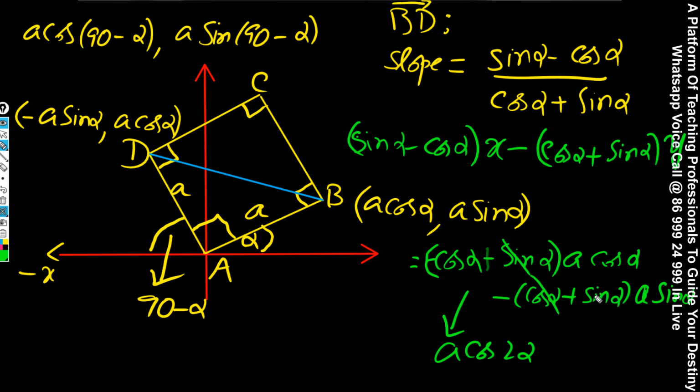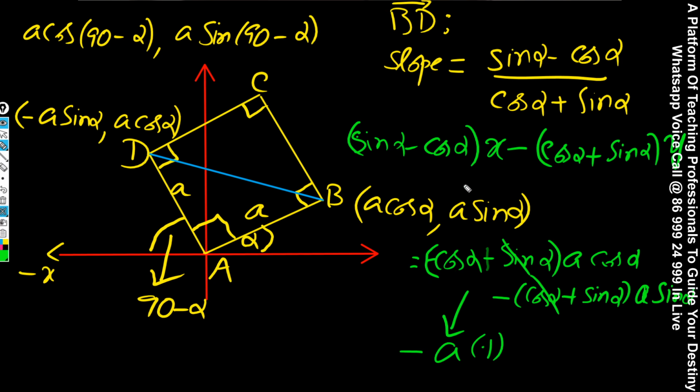So what is that remaining? If you take minus a common, you will get 1 in the brackets. Why 1? Cos square alpha plus sin square alpha is 1. This is the equation we have got.